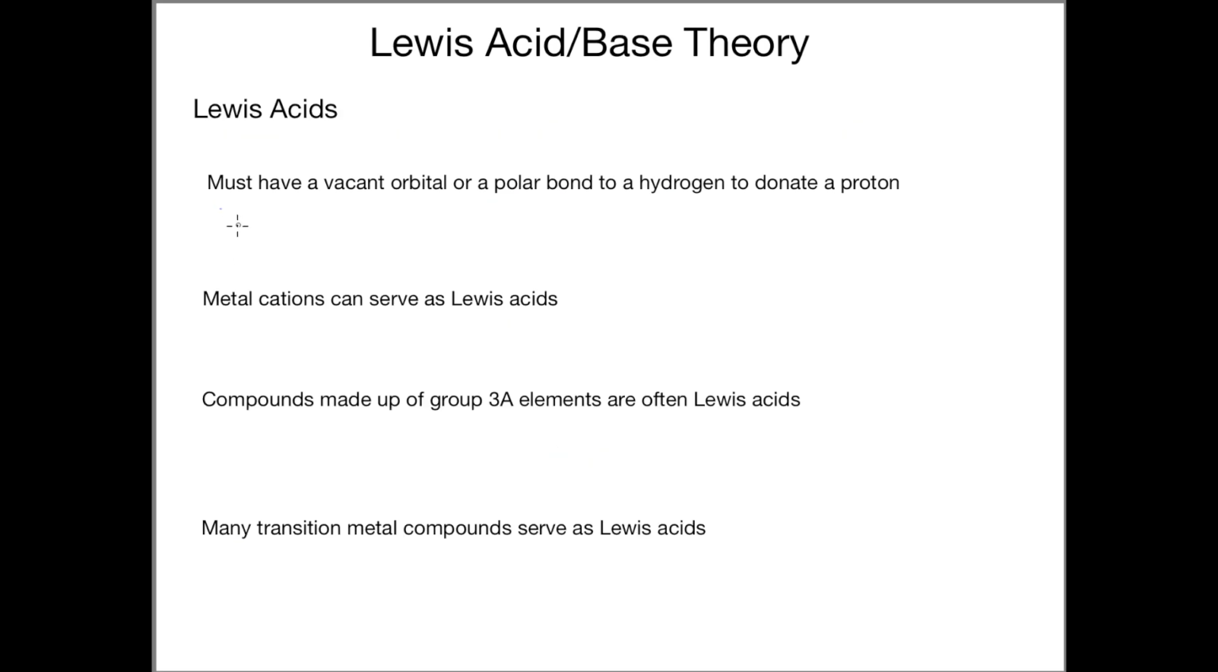So Lewis acids, being more direct now, must have a vacant orbital or some sort of polar bond to a hydrogen so that it can actually donate a proton. So you must have a place for these electrons to go. An excellent example of this would be boron, and we'll get to that in just a minute.